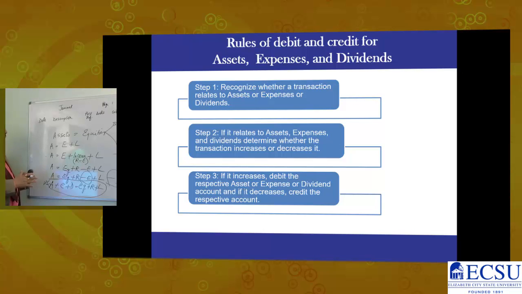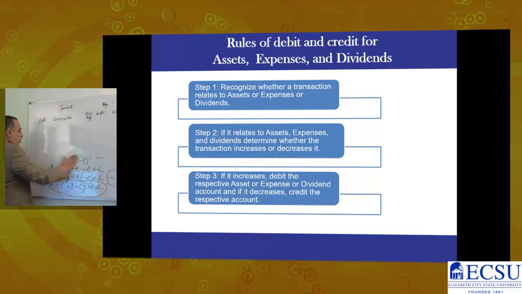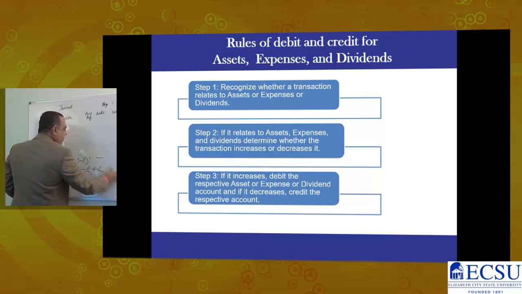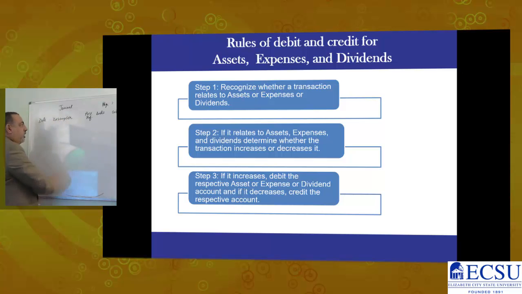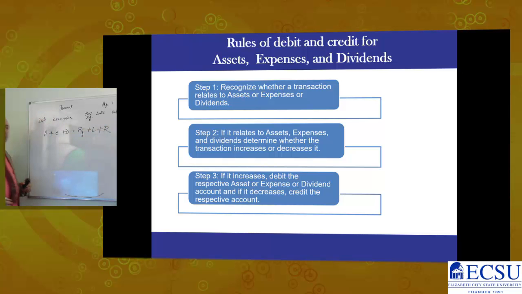Now, based on this, we are going to go over and study the rules of debit and credit. So let's take the rules of debit and credit based on that expanded accounting equation. Remember, the expanded accounting equation was asset plus expense plus dividend will be equal to the owner's equity plus the liability plus the revenue. So that was the final accounting equation we did.